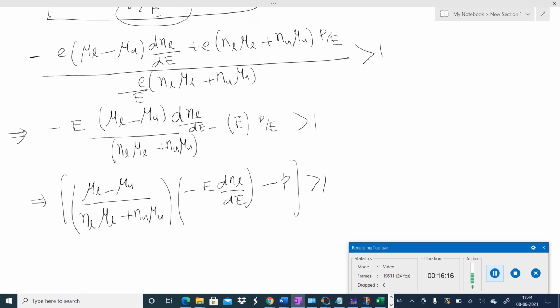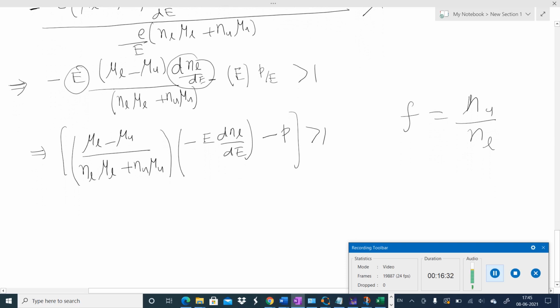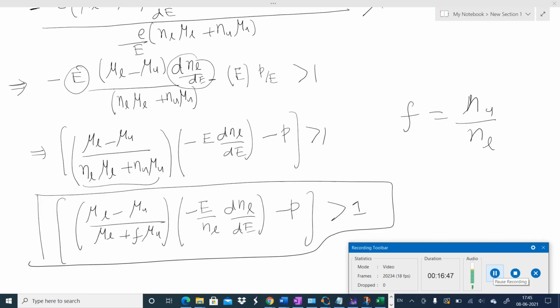Just I have clubbed up this E and dNL/dE and written minus here, and it's P. Now I define F as a fraction of electrons in the upper valley divided by the number of electrons in the lower valley. It's a fraction of electrons. So after putting that, I can divide this by NL on both the sides, numerator and denominator. I will take NL common here in the denominator, so I will get this condition.